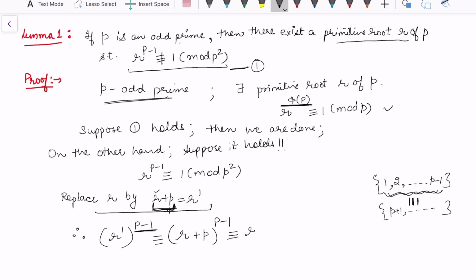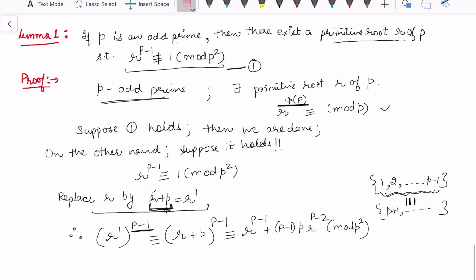This is congruent to r to the power p minus 1 plus p minus 1 times p times r to the power p minus 2 modulo p square. Because in all the other terms of the binomial expansion, when we open this quantity, we find every term contains p square. Every term will contain p square, and the last term will contain the order p into p minus 1. So these are the only two quantities which are not congruent to 0 modulo p square. And we also know that this quantity is congruent to 1. We have just done this from the star.